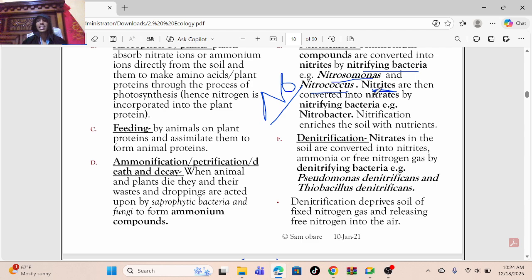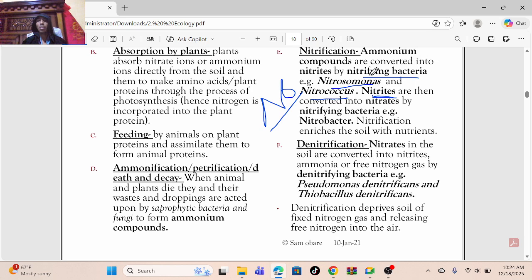So nitrite is converted into nitrate by nitrifying bacteria. So now this compound is converted to nitrite. What converts it to nitrite? By nitrifying bacteria like Nitrosomonas and Nitrococcus. But from nitrite to nitrate it is nitrifying bacteria like Nitrobacter. All of them change step by step.